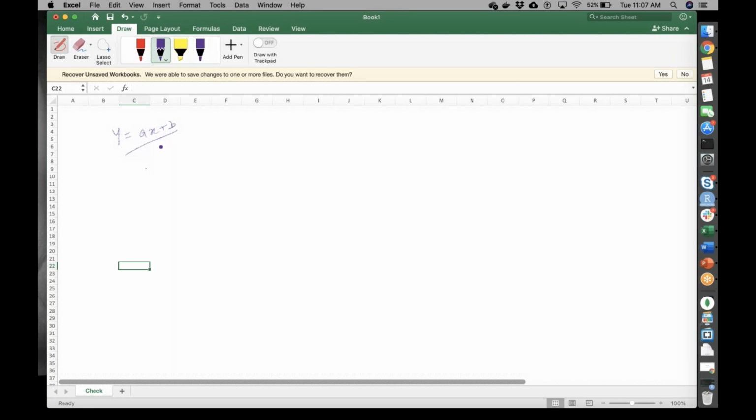This equation should not be unfamiliar to you. So what does it mean? Let's try to understand it. Here in regression terminology, y is your dependent variable and x is your independent variable.